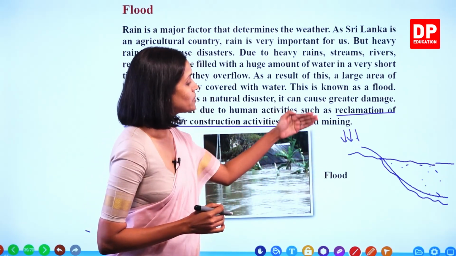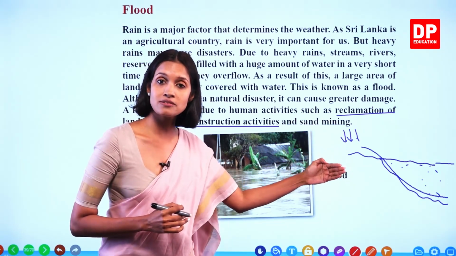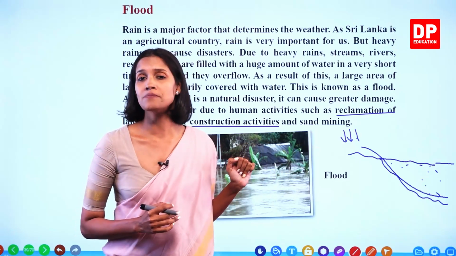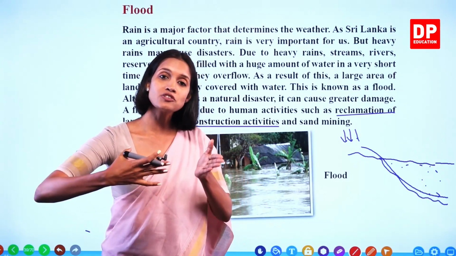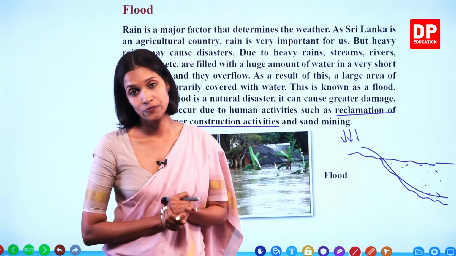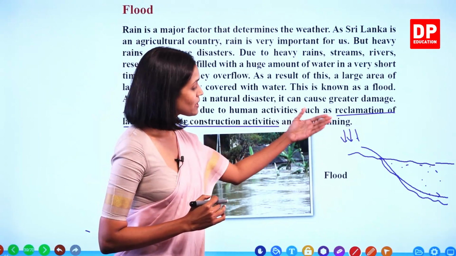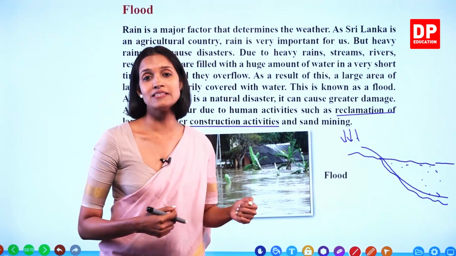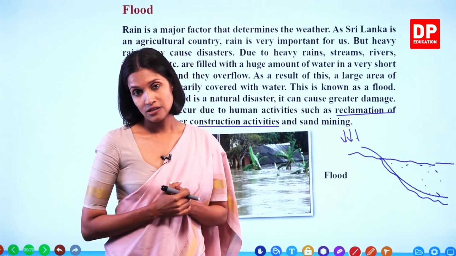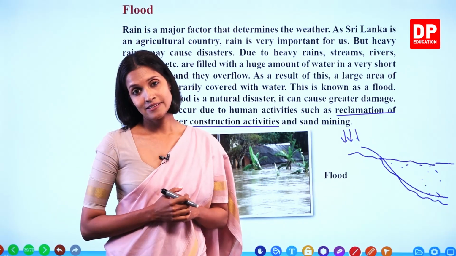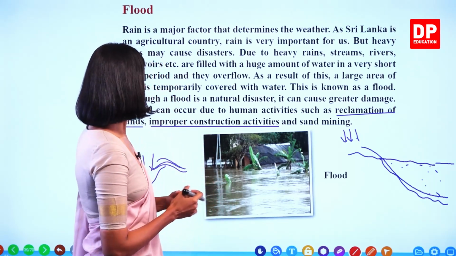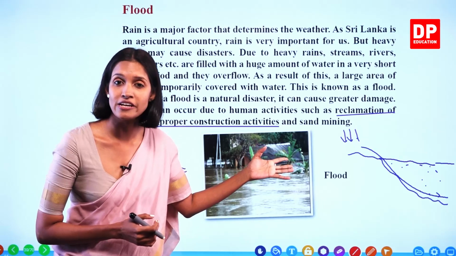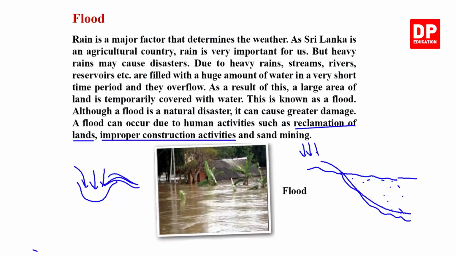So what will happen if we block the drainage system by a new building or by new road or something? What will happen? There's no way for the water to flow, right? Then again, because there's no way for the water to flow, even with the little rains, it overflows, right? The floods will occur, right, children? Therefore, improper construction activities is another human activity that causes floods, right?